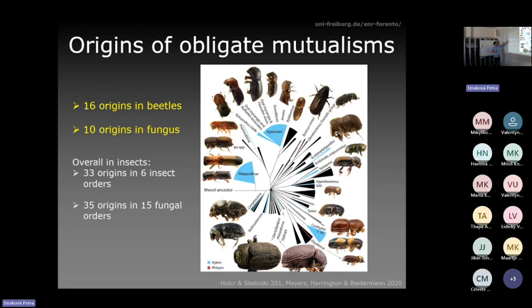And if you compare that with other groups of insects, actually, obligate fungus associations are not so common in insects. You have just 33 origins in total. There are the leafcutter ants, for example, maybe you've heard of them, or fungus-growing termites, or wood wasps. These are famous examples. But half of all the origins are actually in this group of beetles. And in the fungi, it's about the same. Most of the independent origins of fungus mutualism are in this group.